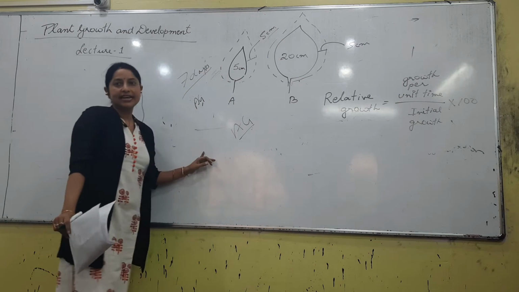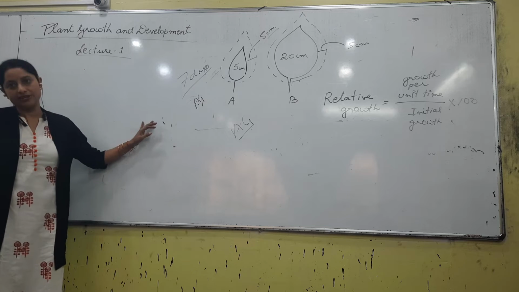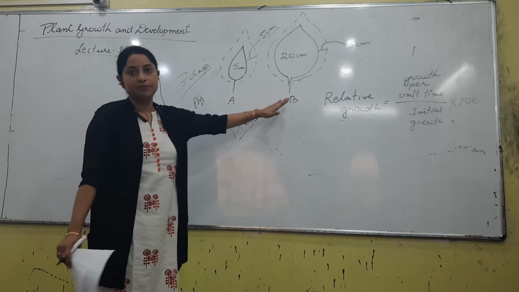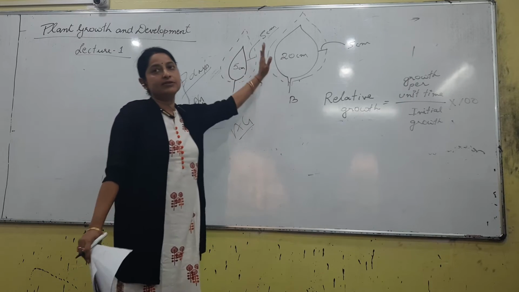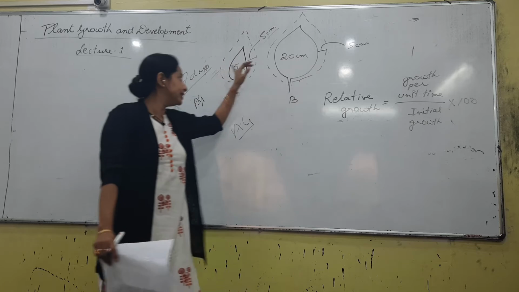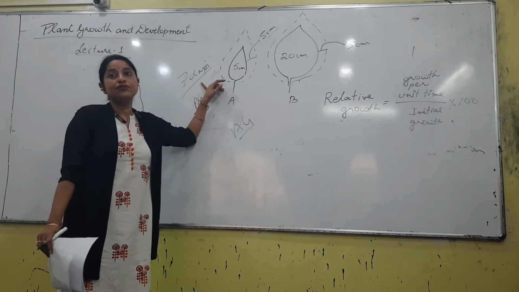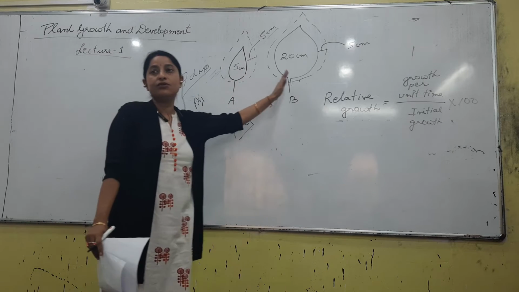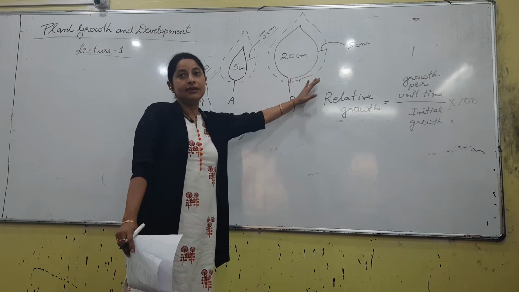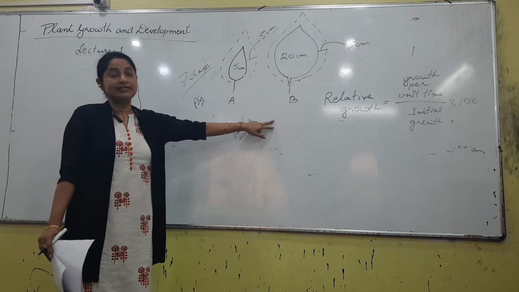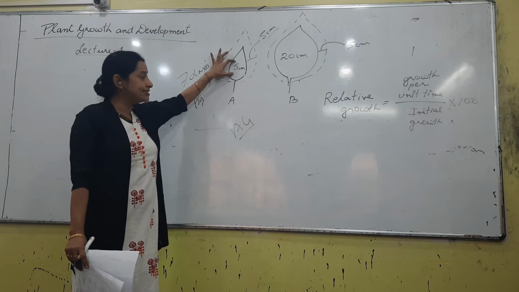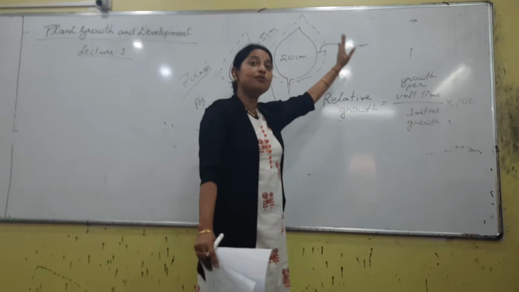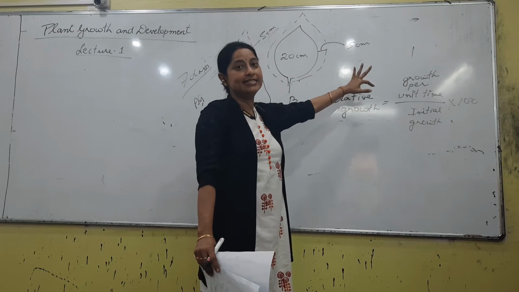If you don't consider the initial factor, then it is called absolute. When you talk about absolute growth, A is also growing, B is also growing, A is growing by 5 cm, B is also growing by 5 cm within a time of 7 days. So what will the absolute growth be? Both have growth of 5 cm, right? But for relative growth, this one has grown 5 cm from 5 cm, this one has grown 5 cm from 20 cm, so it becomes relative, right?